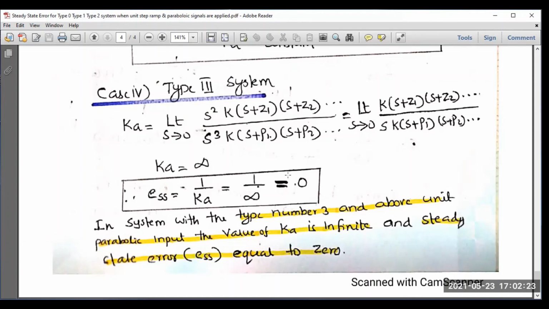You can make a separate table for each and every value, so that will be helpful, especially if you are preparing for the GATE examination.